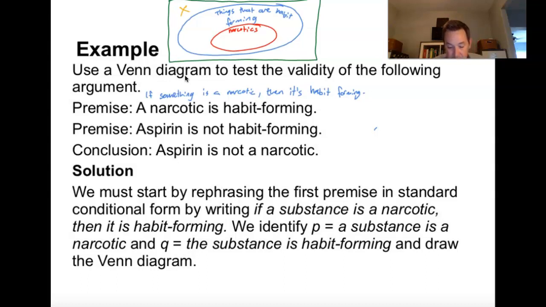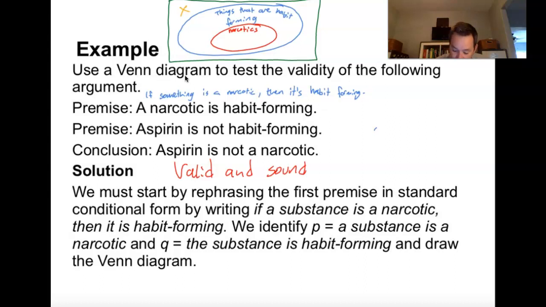I would agree. You can see where our X is. It's definitely not within the narcotic circle. So this is valid. All right, so now if it's valid, we need to decide if it's sound. So premise: narcotic is habit forming. That's scientifically and empirically true. Aspirin is not habit forming. Also, lots of evidence to support that. So I think it makes sense that we can assume both premises are true, which means since it's already valid, we can say it's valid and sound.